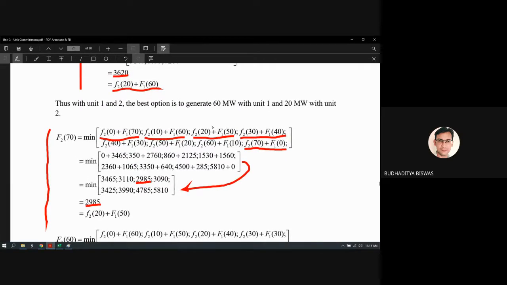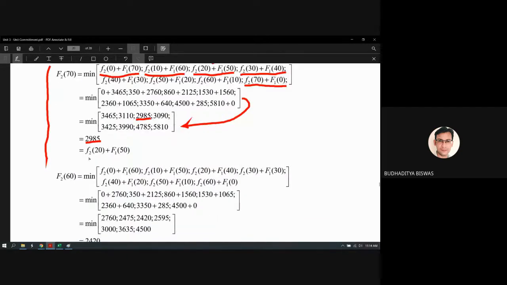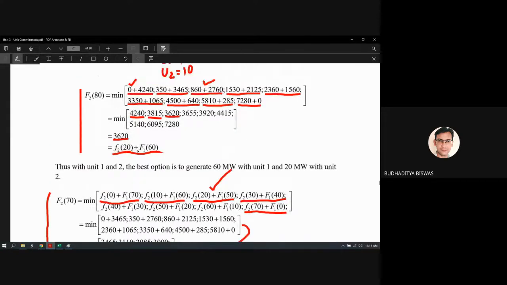And 2985 reflects which condition? This condition. This is the third one, so third one means this condition. And this condition is F220, F150. Now what is the meaning of this one? Obviously there is some meaning. The meaning is that to generate the 80 megawatt using unit 1 and 2, this is the possible generating combination, and this is the minimum condition: F1 should generate 60 megawatt and F2 should generate 20 megawatt.